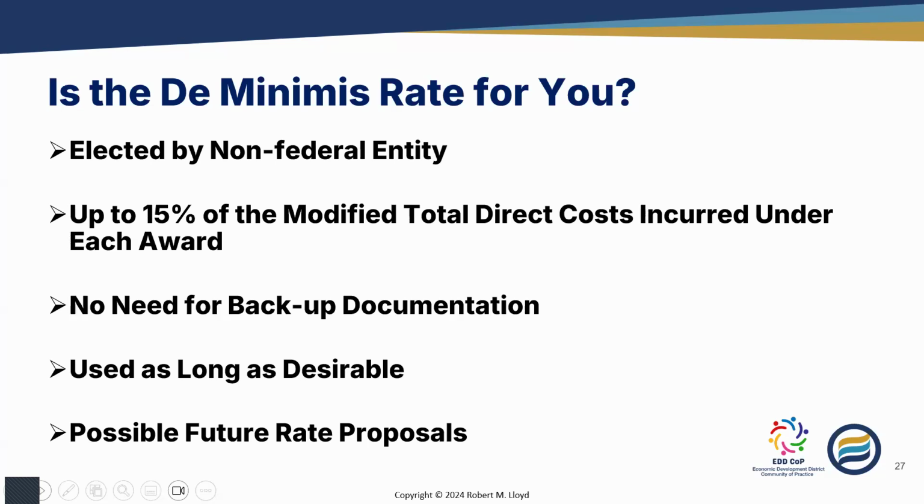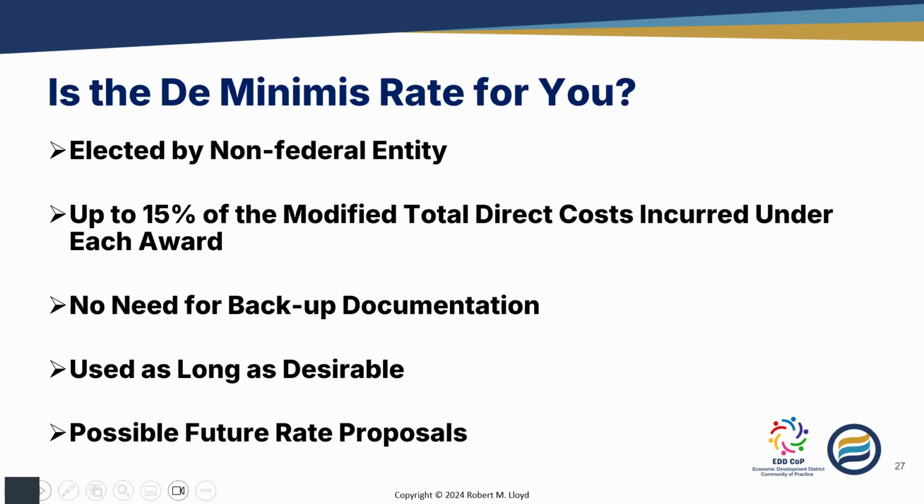The de minimis indirect cost rate arrangement must be elected by the non-federal entity itself. OMB emphatically put into the uniform guidance the idea that a federal agency or a pass-through entity cannot force an organization to take the de minimis rate instead of developing an indirect cost allocation plan and rate proposal and attempting to negotiate a rate. The good thing about the de minimis rate, however, is there's no need for backup documentation.